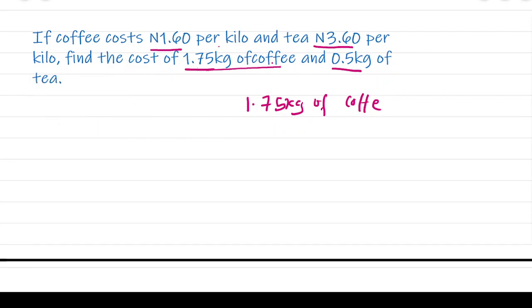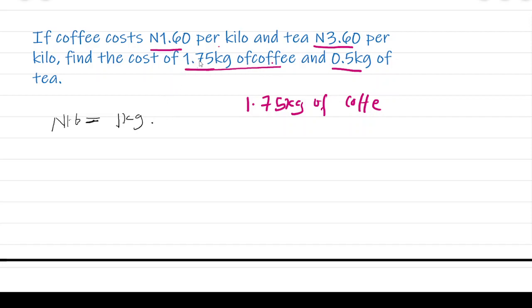So here we're going to compare some relationships. Like we know that 1.6 naira is equal to 1 kilogram of coffee.